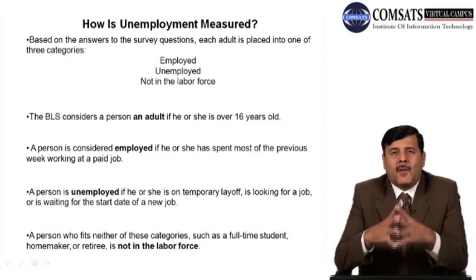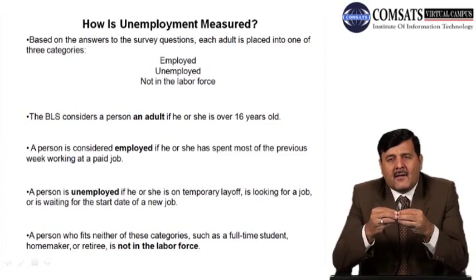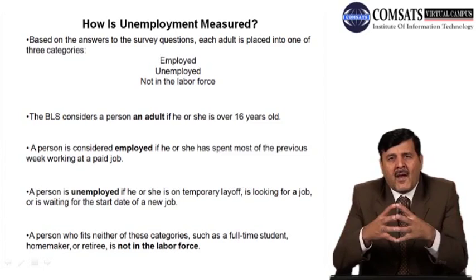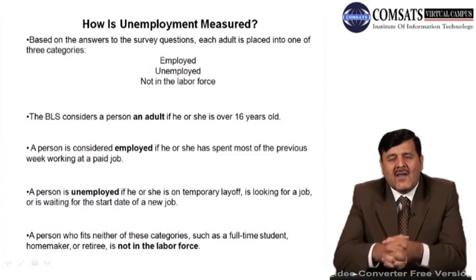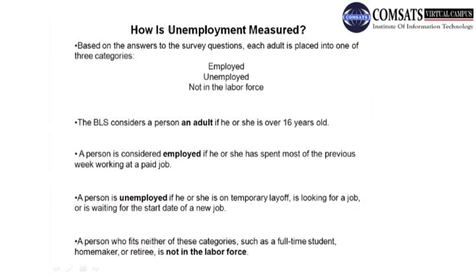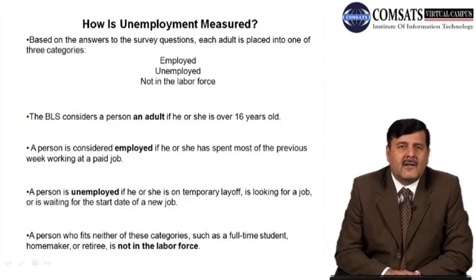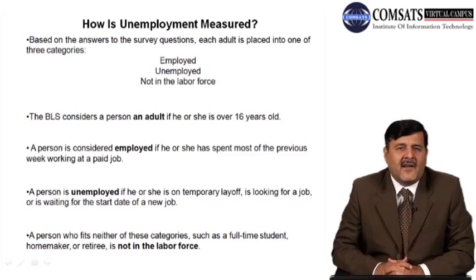So based on the survey questions, each adult is placed into one of three categories. So normally the population, the labor force, can be divided into three parts. Those people who are able to work, who are in that age group, that age bracket, are divided into three parts. Adult population means all those whose age is 16 plus. Right, so all the people who are 16 plus in any economy, in any country, are considered in the labor force, they are part of the labor force. Now this adult population is placed into one of the categories.